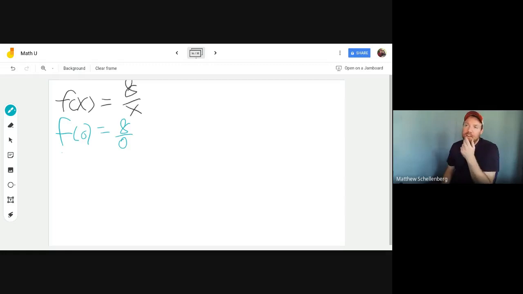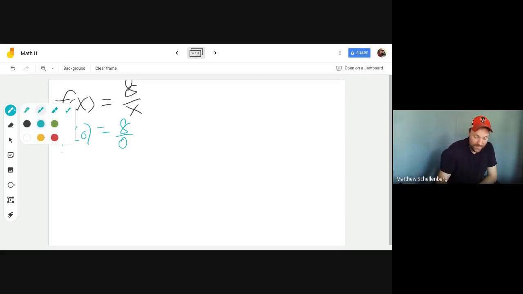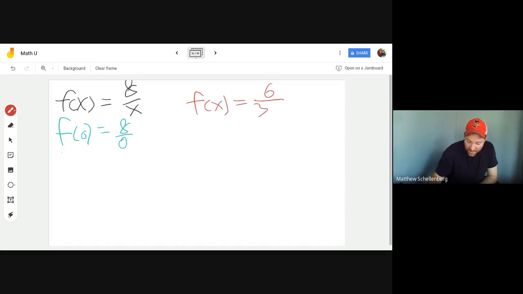So 0 is the number I can't plug in, right? No. Not so fast. It depends on the function that you're working with. So for example, if you have a function like f of x equals 6 over x minus 3, what number could x not be on this one? What makes that bottom 0? In this case, it would be 3.